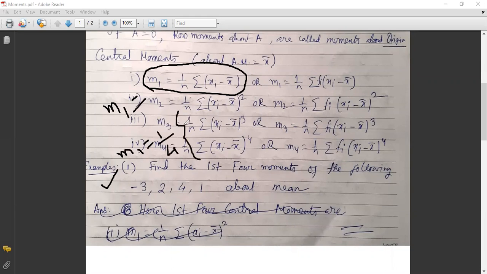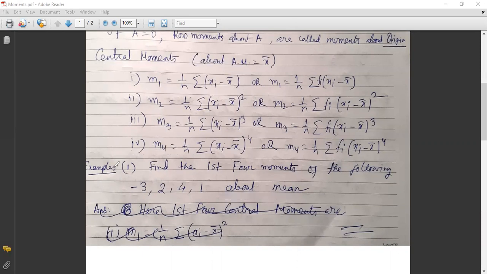First of all, you have to find the mean because x bar is there. Then, about mean, that is central moment. Let us make it clear. First, find the first 4 moments of the following, and it is given that the moment we have to calculate is about the mean. So moment about mean means you go for central moment calculation, because central moment is always calculated about the arithmetic mean.